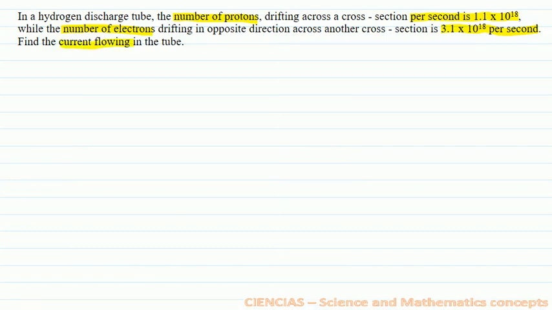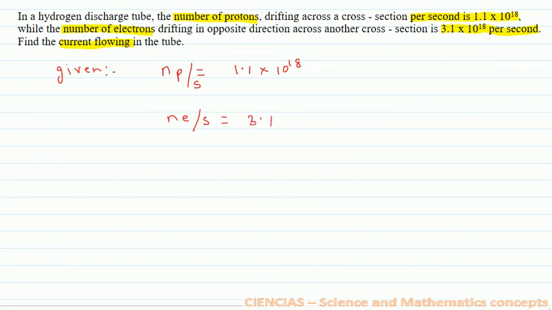So first we see what is given to us. Given is: number of protons per second is 1.1 × 10^18, and number of electrons per second is 3.1 × 10^18. Now we see the solution for this question.